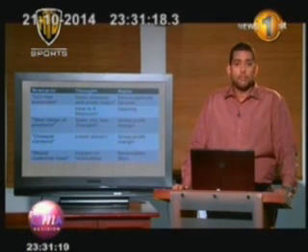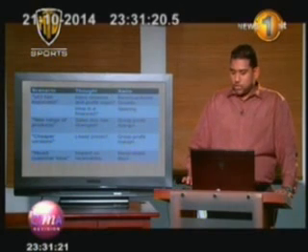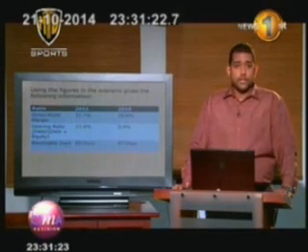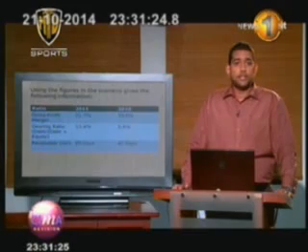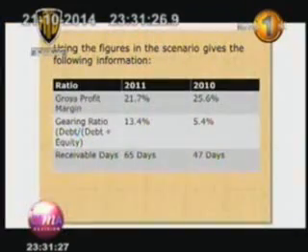You can take it by looking at the receivable days. So using the figures, I've done the calculation. So here are the details I've got. The gross profit margin is 21.7, 25.6. So you can see there's a drop from previous year to current year. Maybe an impact of the cheaper versions coming in, reducing the margin that you're having.